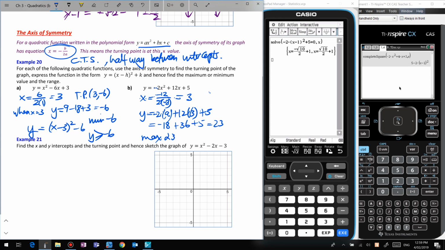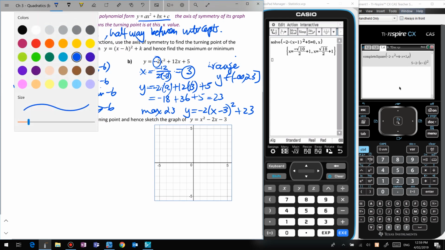It's turned upside down, so we say the range is y is an element of negative infinity up until 23. Lastly, we've got to put into turning point form. So because I've got a negative 2 at the front, that has to come out the front. So y equals negative 2 x minus 3 squared, and then plus 23. So that's it in turning point form.